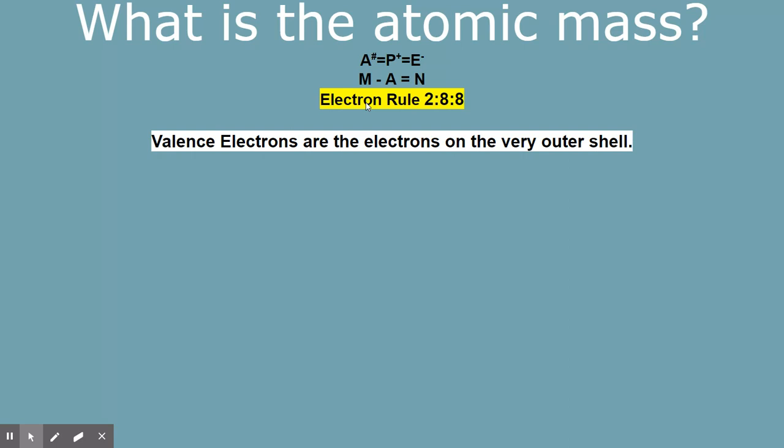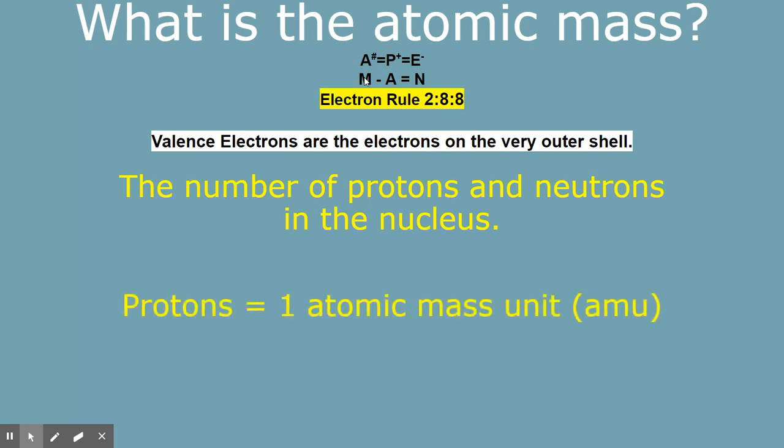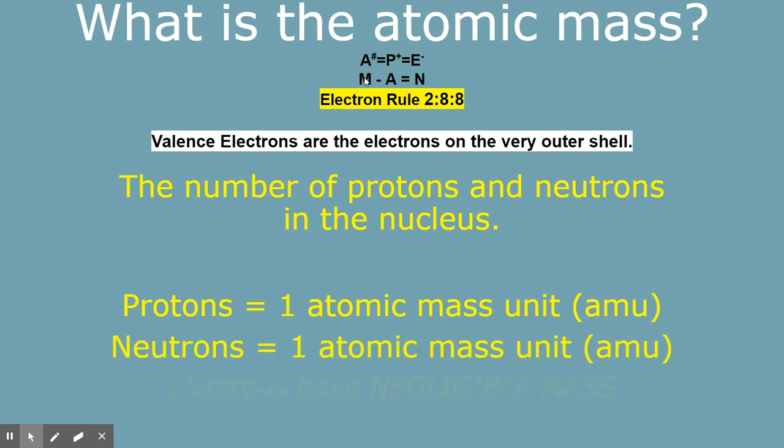The atomic mass, remember the atomic mass right here, M in ape man, mass minus atomic number gives us neutrons. So if we take the atomic number, or protons, which are the same, right? Protons plus neutrons will give us the mass. Okay, so the number of protons and neutrons in the nucleus. Protons have an atomic mass of 1. Neutrons have an atomic mass of 1. And so when we add the protons plus the neutrons together, we get the atomic mass of the atom. Electrons do not factor into the mass.